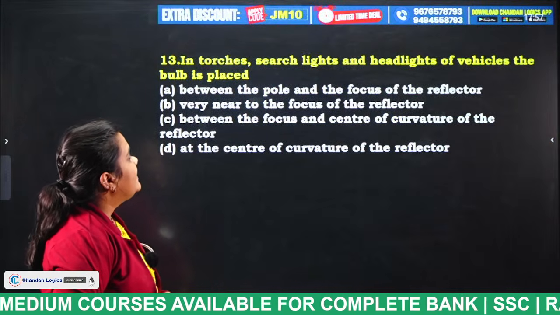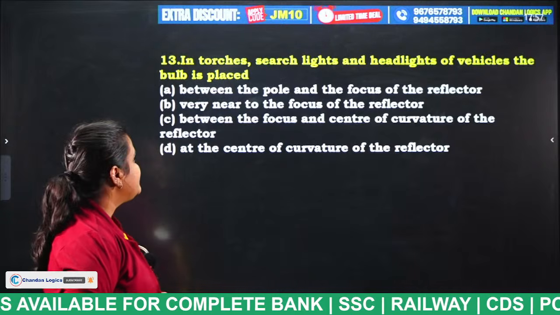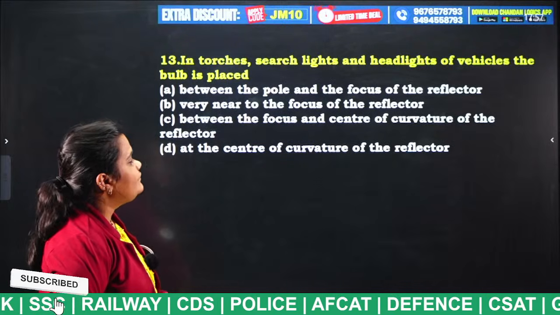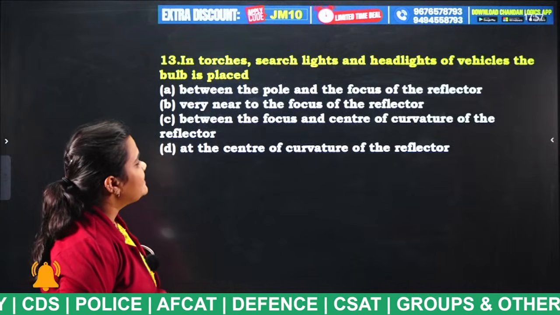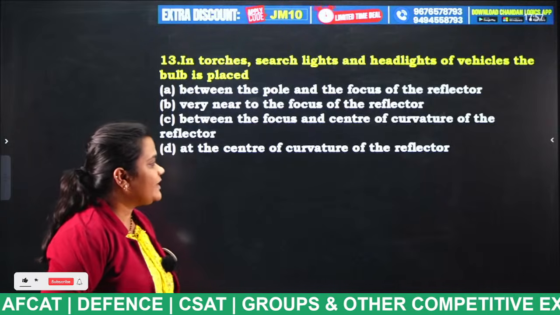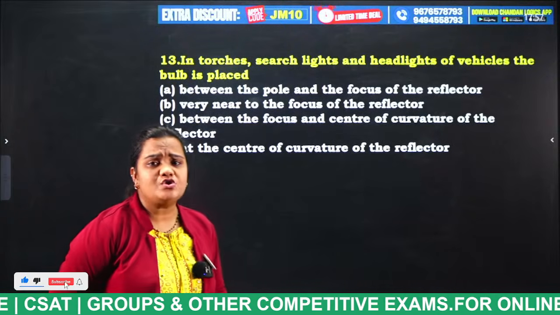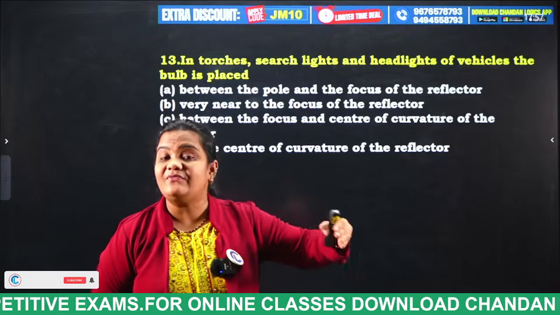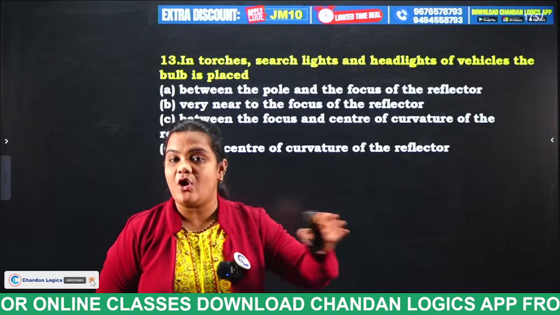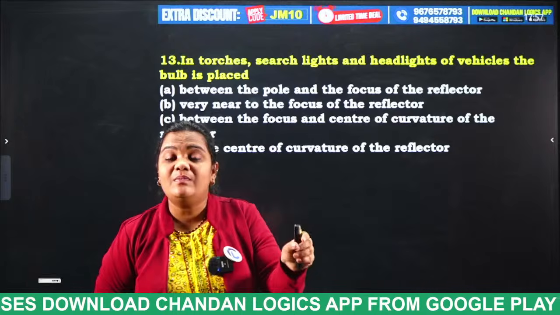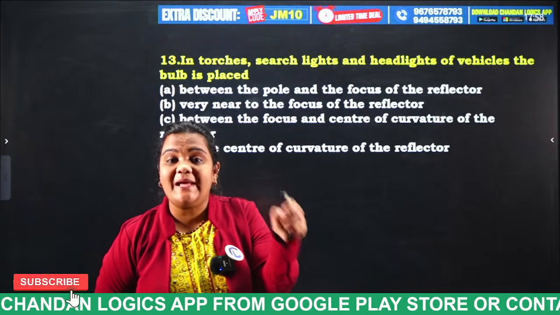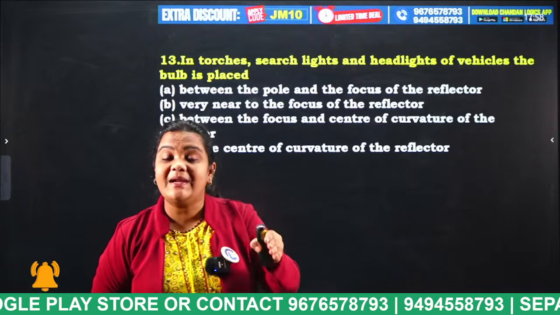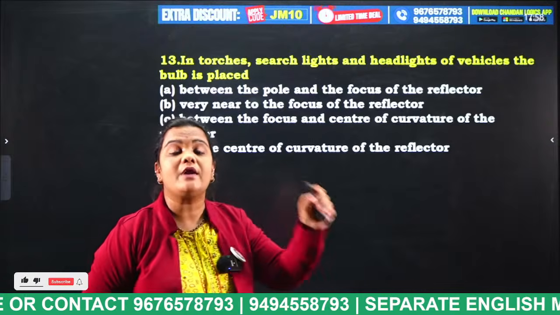In torches, searchlights and headlights of vehicles, the bulb is placed between the pole and the focus of the reflector, very near to the focus of the reflector, between the focus and the center of curvature of the reflector, or at the center of the curvature of the reflector. So, do you know, students, why the light from the torchlight or the headlights will be straight? Why? Because the bulb which is giving the light is placed very near to the focus point, and the mirror used in those things is a concave mirror.